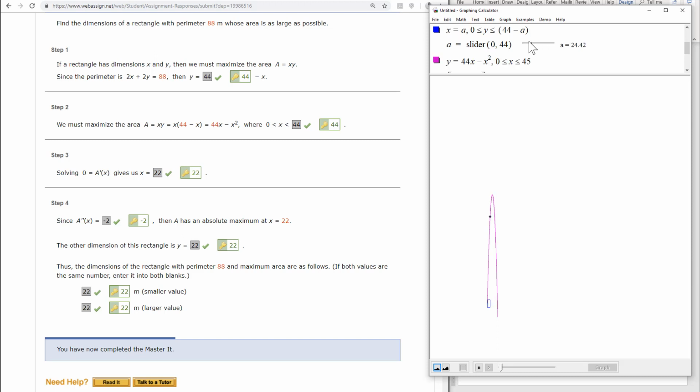Okay, so this is just a quick graphic of what's happening. The actual square that we're looking at is in blue, and then the graph of the function that we're trying to maximize, the area function, is this magenta colored parabola. All right, so I hope that helps.